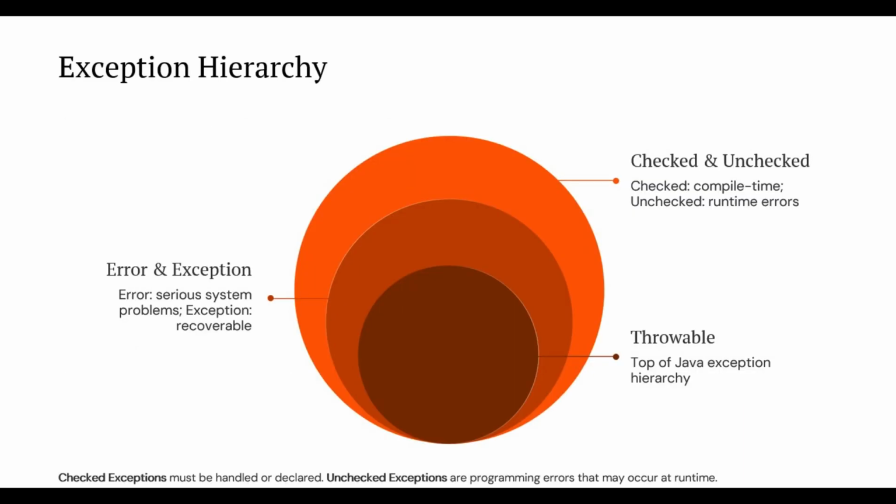Exception hierarchy. In Java, all exceptions and errors come under a class called Throwable. Throwable is divided into Error and Exception. Exceptions are again divided into checked exceptions and unchecked exceptions. Checked exceptions must be handled at compile time and unchecked exceptions occur at runtime. This structure is called the exception hierarchy.